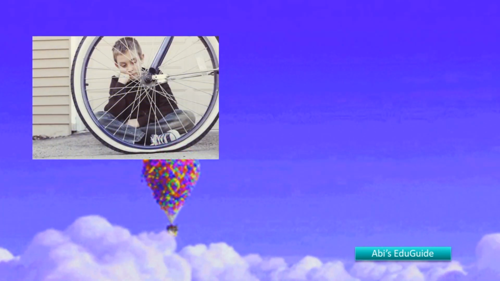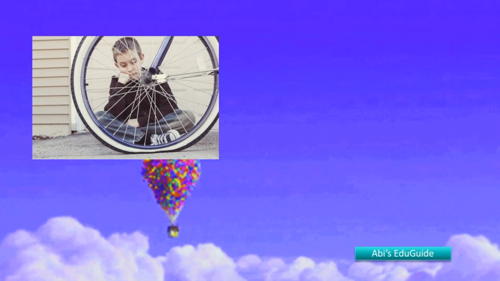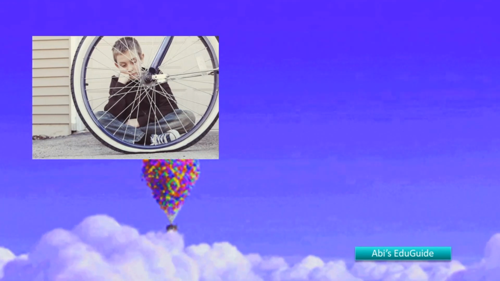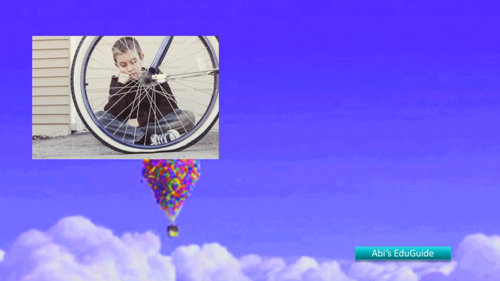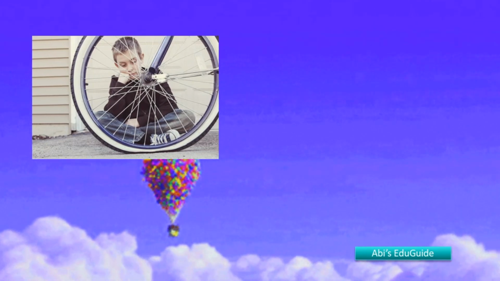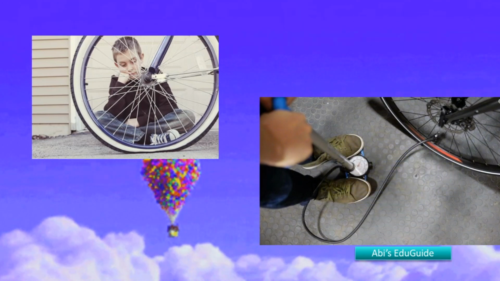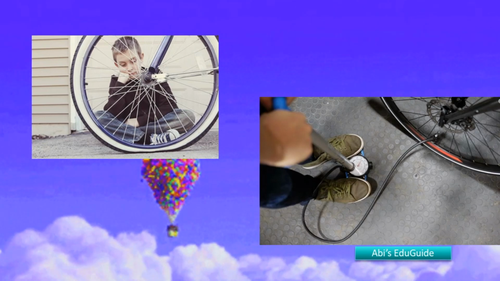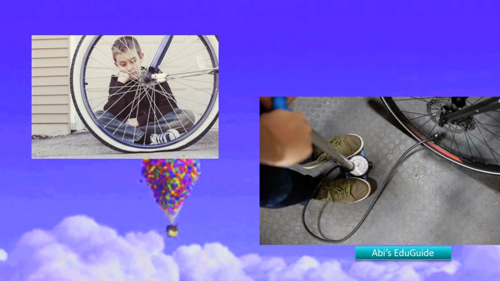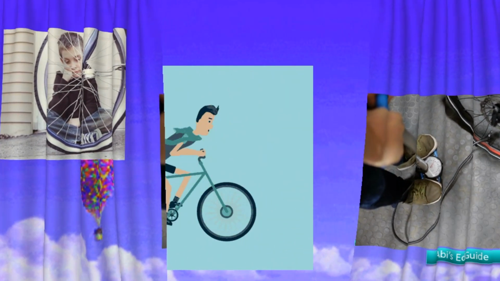Students, look at this image. Why is he so sad? Yes, his bicycle's tire is punctured and there is no air. What can he do for that? He can fill the tire using a cycle pump. What does he pump? He pumps air into it. Now he can ride the bicycle.